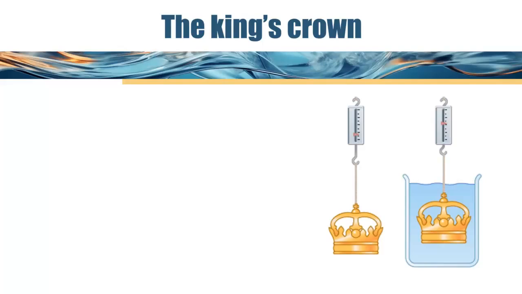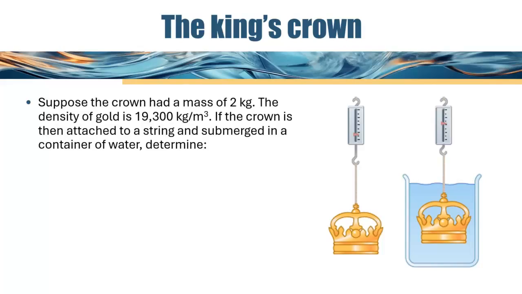This may not have been exactly what Archimedes did, but this is one possible way to determine if the crown was made of pure gold. For example, suppose the crown had a mass of 2 kilograms. The density of gold is 19,300 kilograms per meter cubed.